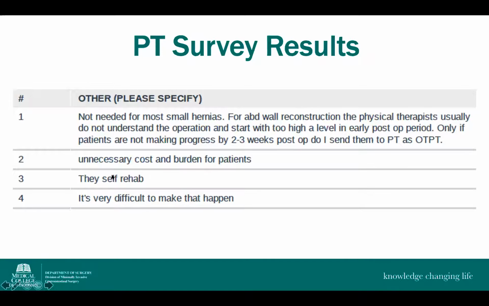Unnecessary cost and burden. Patient self-rehab, I'm not sure that's totally true. You'd hope that they would self-rehab, but certainly I think there's a lot of question as to whether or not that's happening. The cost and burden is interesting, what that cost is and what that burden is, especially if it's inpatient physical therapy. It's typically rolled into the operative package, so I'm not sure what cost they're referring to specifically. And then this one was also interesting, saying it's very difficult to make that happen. I'm assuming that kind of ties into the issue with collaborating with physical therapy, which may contribute to the difficulty.